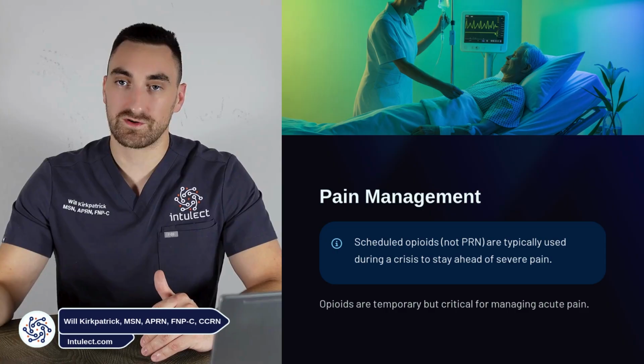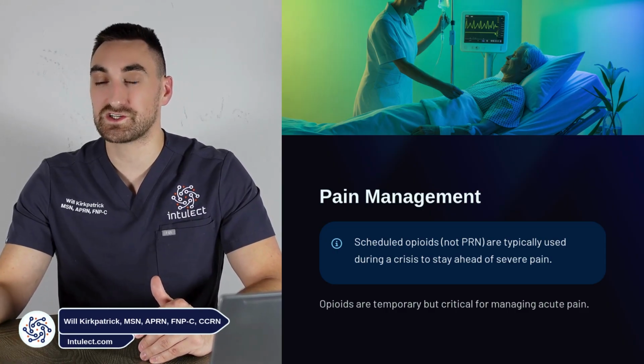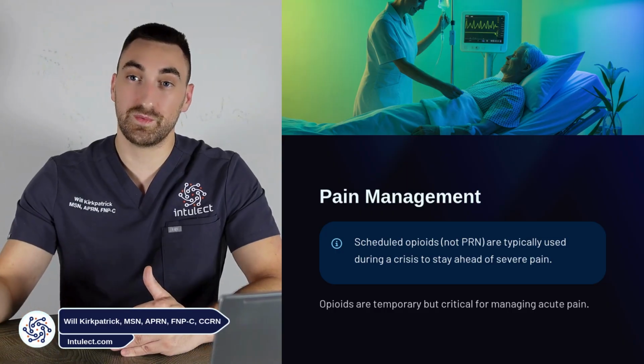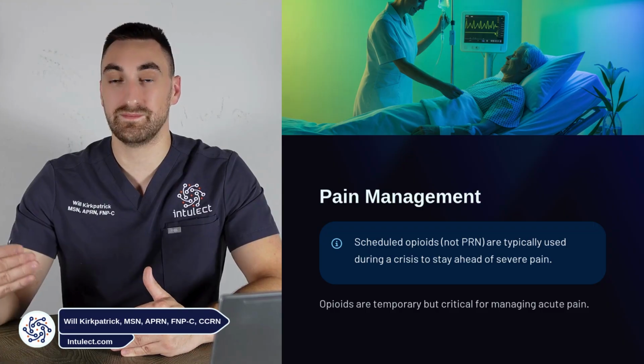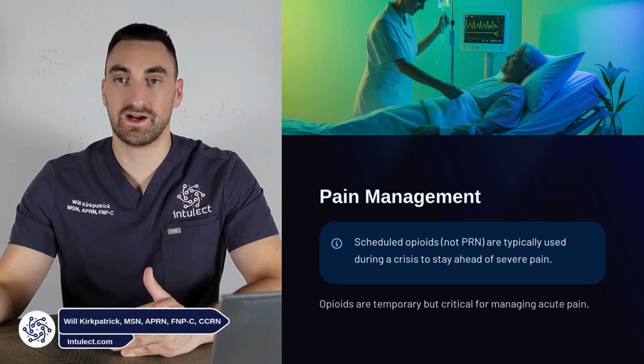Pain medication, of course, is usually scheduled along with this. It's usually not PRN with these patients, actually. They usually have scheduled opioids to help manage the pain in the meantime. But of course, we don't want to keep on these patients for a long period of time.